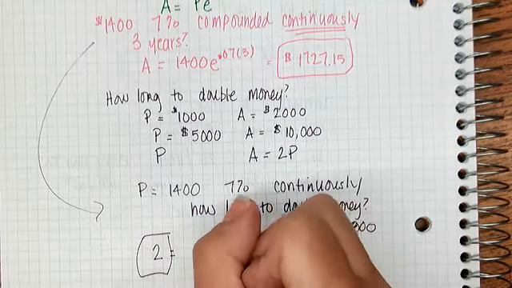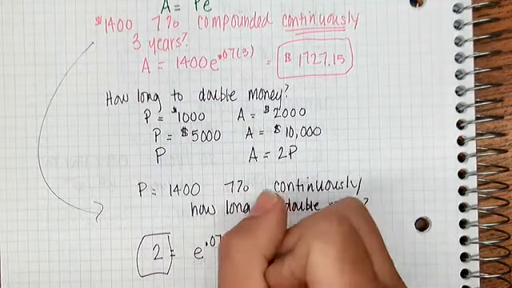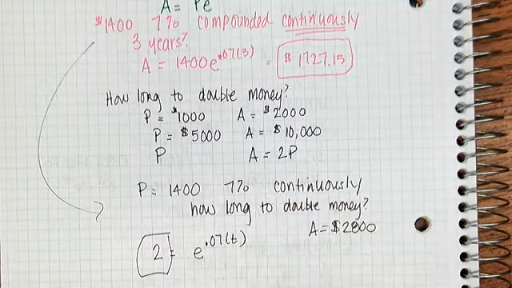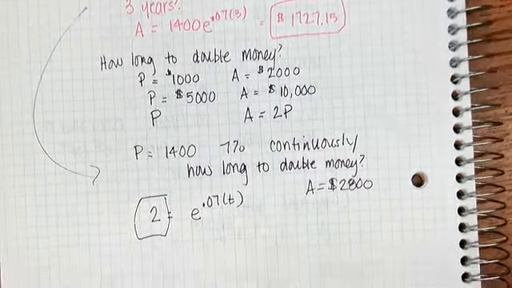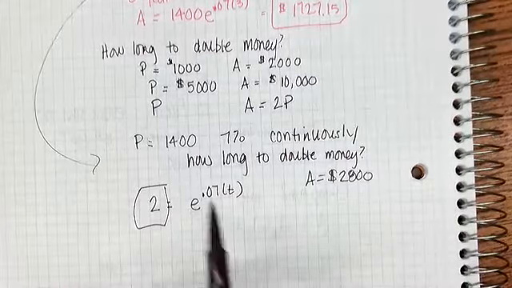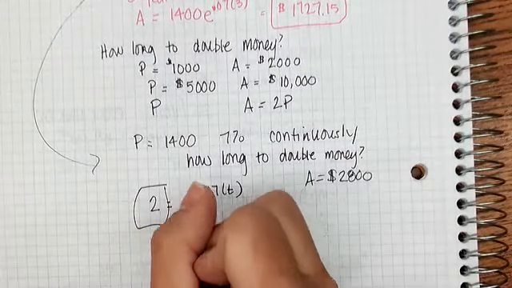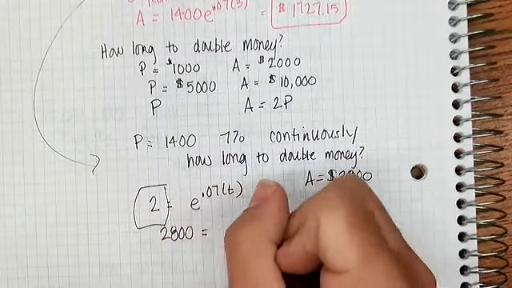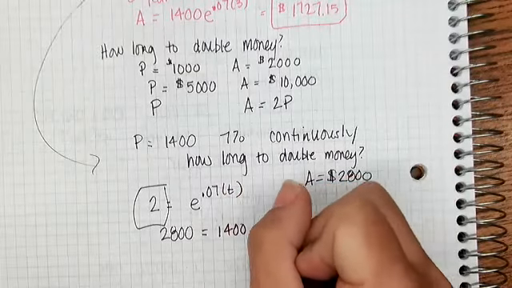e to the r, which is 0.07, and then I don't know t. Okay, so if you want to fast forward it, fine. I will show you how I got the 2. I want $2,800 because I'm starting with 1,400.